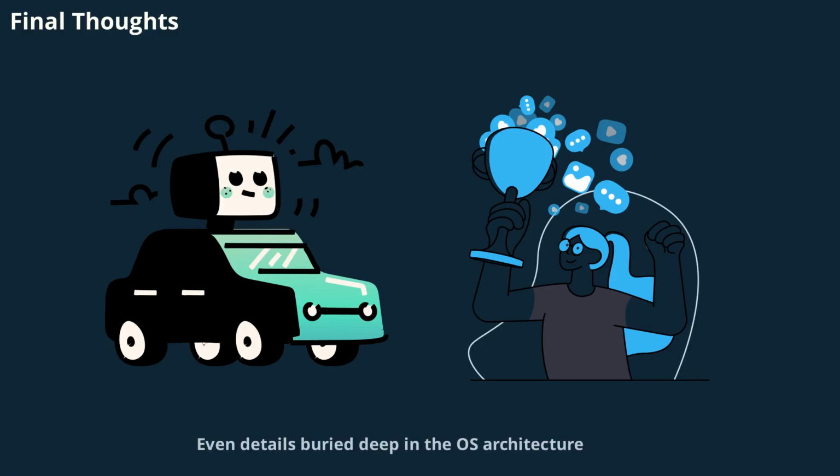Even details buried deep in the OS architecture eventually shape the way software is built and shipped. Paying attention early not only avoids disruption but also positions your app for long-term success. Embrace the change, update your code, and get ready for a faster, more efficient Android ecosystem.